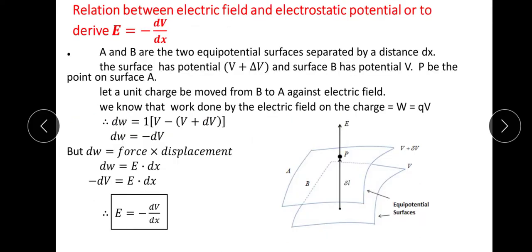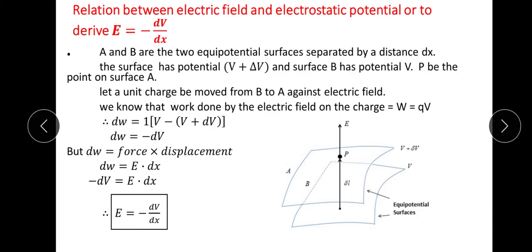Yes, this is a very important derivation, or an important result. We have to derive the relationship between electric field and electrostatic potential, or we should show the electric field E is equal to minus dV by dx. So this question will be asked for 3 marks in your examination, or an expression may be asked for 1 mark. So observe carefully. First, if you observe the diagram, here there are 2 equipotential surfaces.